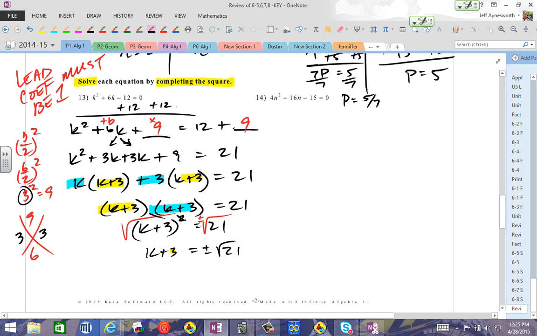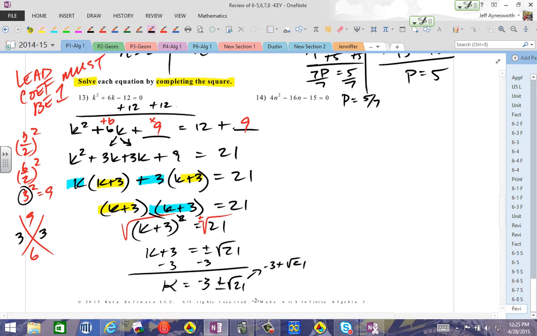K equals negative 3 plus or minus root 21, which means two things. Negative 3 plus root 21, and then it also means negative 3 minus root 21. Okay.